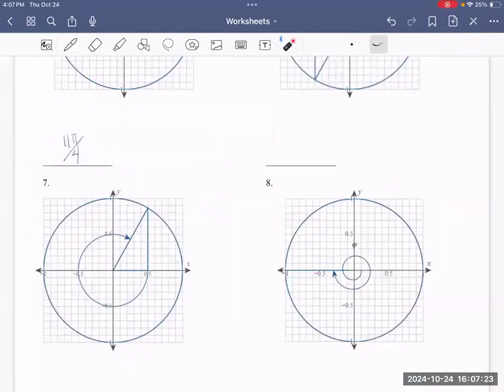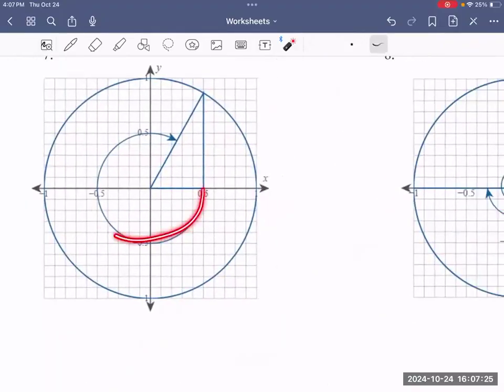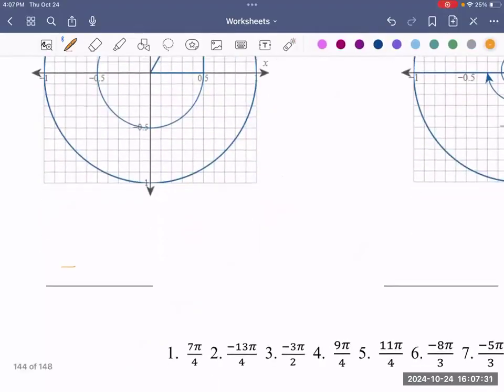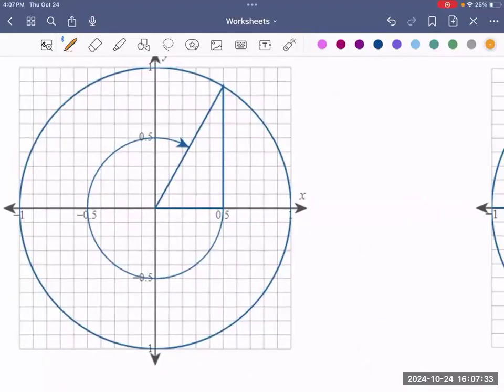Now, number 7, we are working in the clockwise motion. So we do have a negative angle here. So we're just going to put a negative sign in our answer. And you'll notice here that this time we're not bisecting that angle in half.